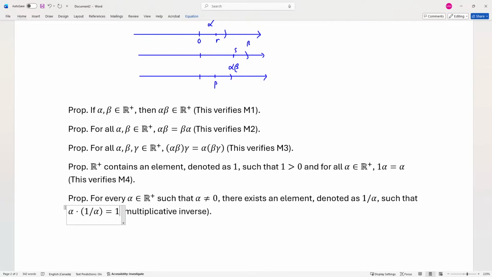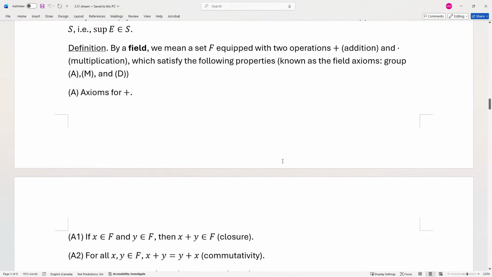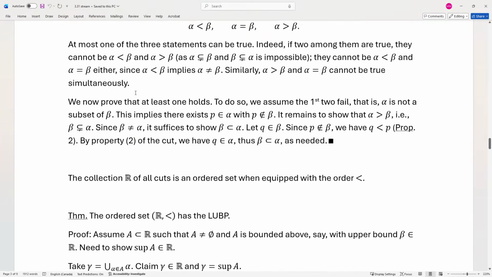So that's the list of objectives just for verifying M1 to M5. I suspect we're going to borrow heavily from the proofs for verifying A1 to A5 because it's quite natural, but we still need to make sure that the arguments stand on their own. Okay, so that's our objective. So let's go back to the notes for the last stream.